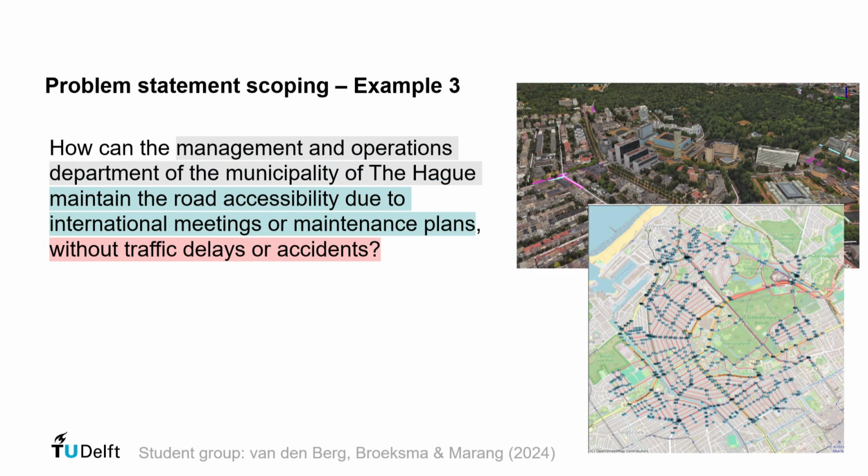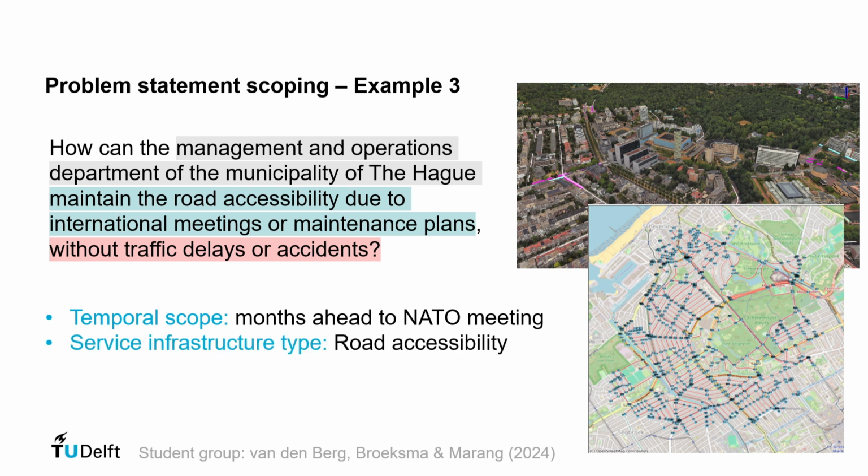Finally, students from one last group looked at how the Management and Operations Department of the Municipality of The Hague can maintain road accessibility in the months leading to the NATO summit. The aim was to avoid additional nuisances, delays, or traffic accidents. To define a doable prototype within the 10 weeks of this course, students agreed with the case owner to make this problem temporary to the NATO summit. They focused on the accessibility of the roads to the meeting as a service infrastructure type, and they looked at the influence of security plans for the meeting on traffic delays or traffic accidents.